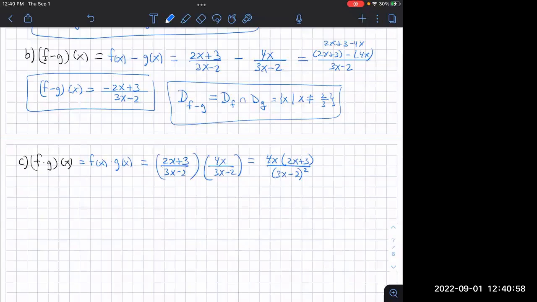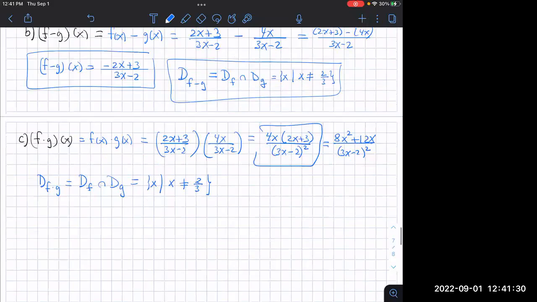Now there are no cancellations, so you can leave it here, or you can take it one step further and multiply it out: 8x squared plus 12x over 3x minus 2 squared, or if you want to multiply out 3x minus 2 squared, that's fine too. The domain of the product is the intersection of the domains, which we already did. So it's all the x's, so x is not equal to 2/3. Okay, D, the quotient.